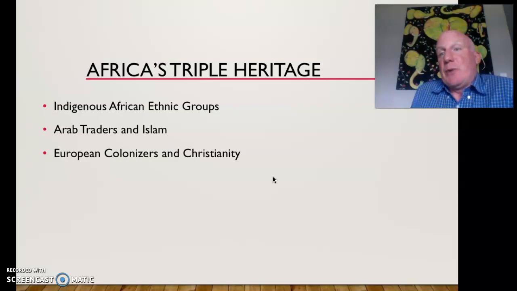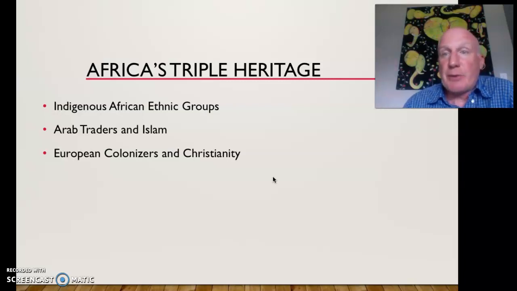So Africa has what we call a triple heritage. That is, they have three different types of histories. And the first one is the indigenous African ethnic groups. That's the original inhabitants of the continent.